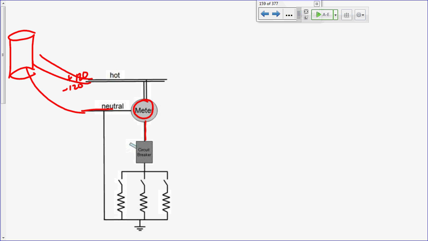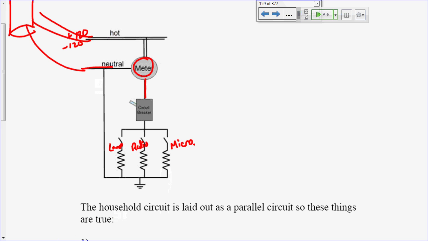On this circuit breaker, you might have different things. So, for example, you might have a lamp, radio, or whatever, microwave. So each of these would represent something different. And then in your house, you would have multiple circuit breakers, right? As I said, 10 to 20, 30 or so.